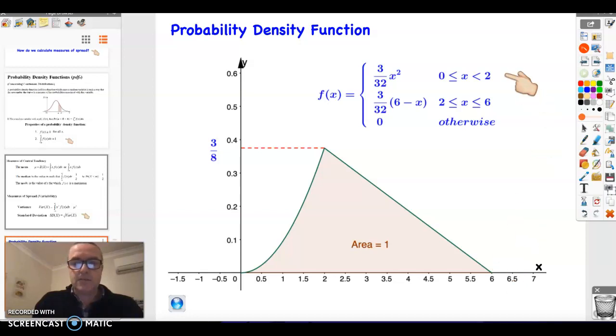And so this function has been defined with a hybrid function. So we can see the two major parts. We've got a quadratic section, which is this part of the hybrid function, and we've got a linear section, which is the second part of that. Between 0 and 2, and between 2 and 6, and then the function is 0 for all other values of x. And because it's a probability density function, we know, or we could even demonstrate, that the area underneath this curve between 0 and 6 is exactly equal to 1.